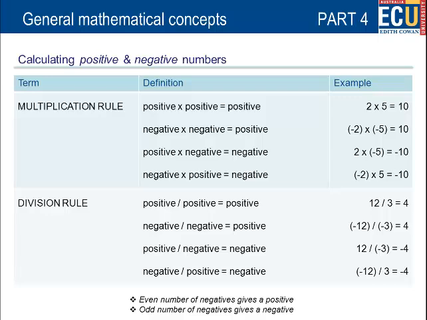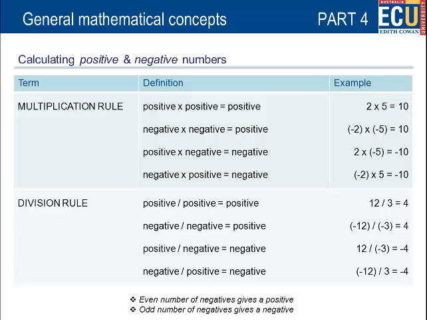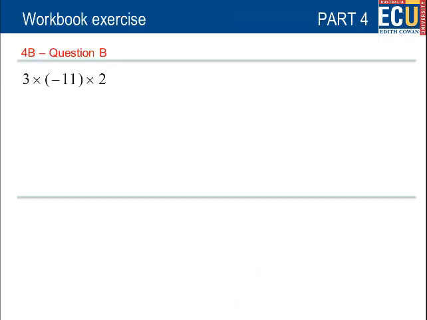Let's have a look at the multiplication and the division rule. The rule simply states that when you are multiplying or dividing an even number of negatives, your answer will always be a positive. When you are multiplying or dividing an odd number of negatives, your answer will always be a negative. So for example, if I multiply a negative with a negative, it will provide me with a positive solution. If I divide a positive with a negative, I will always arrive at a negative solution.